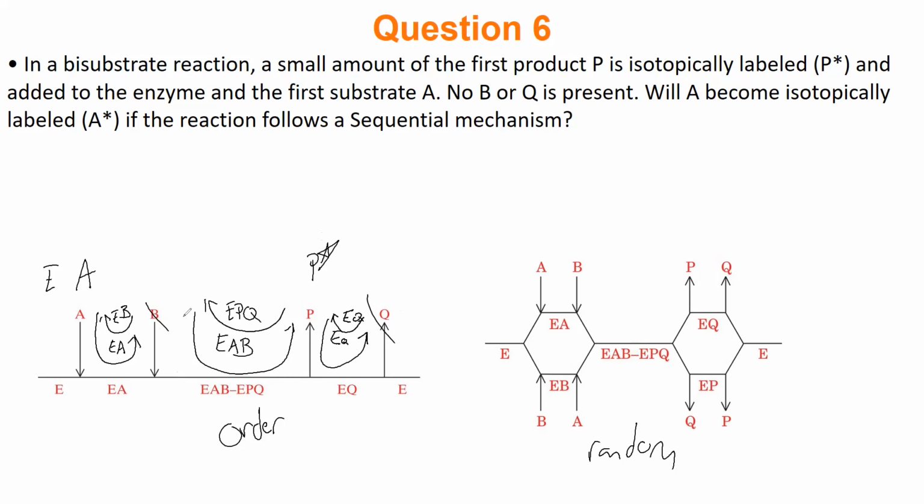So in a sequential mechanism, you need both reactants to make a product. Or if you want to go backwards, you need both products to make your reactant. So if I don't start with both reactants or both products, there's no way my reaction would ever happen. And so this is no. It would not become labeled.